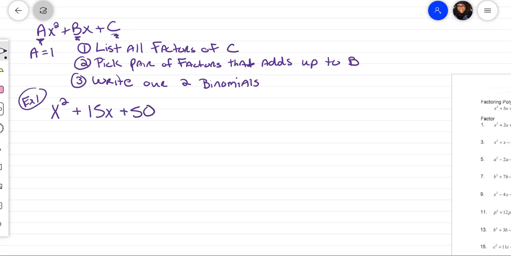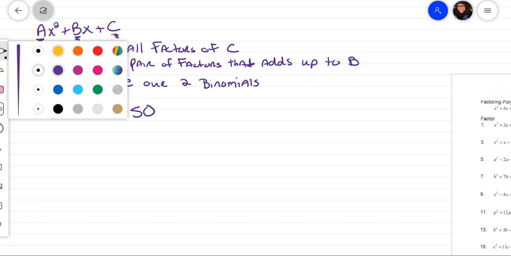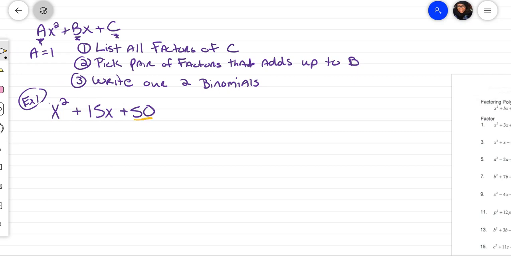Again, we know this is in this particular form because a is 1. So a is that coefficient of the x squared. If that coefficient of the x squared is 1, this is the type of factoring that we're probably going to be dealing with. Now we list all factors of c. So c for this problem is 50, and we need all factors of 50.